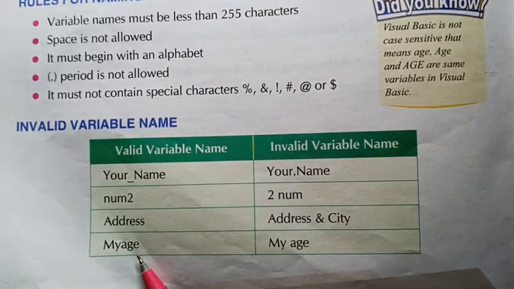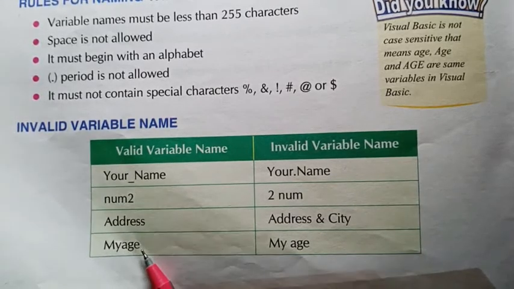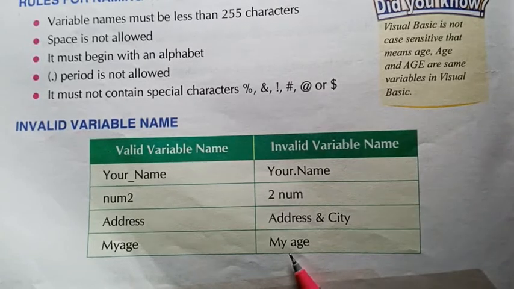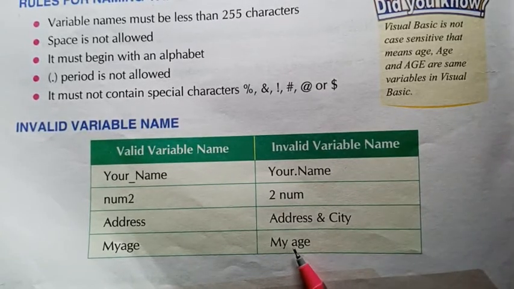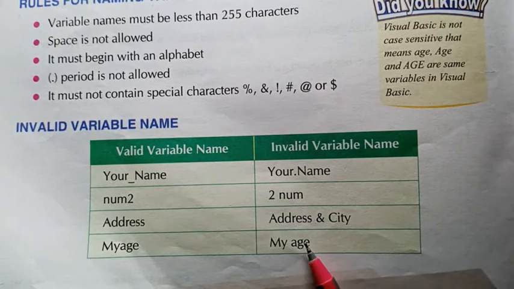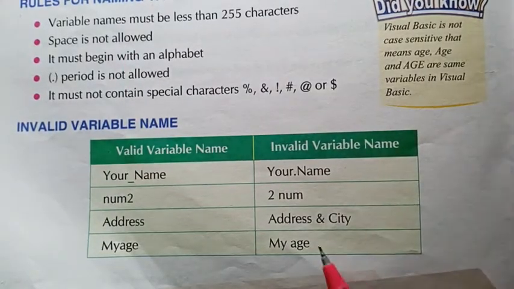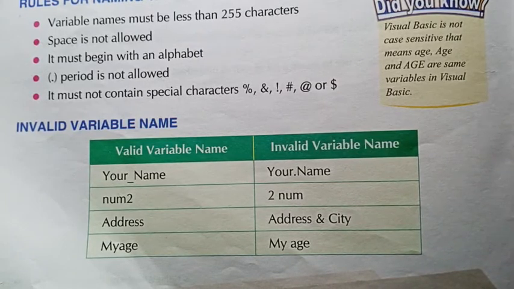My_age, this is correct. This is a valid variable name. But if I write it like this, you can see a space is given between the words, and spaces are not allowed. So this is again an invalid name.